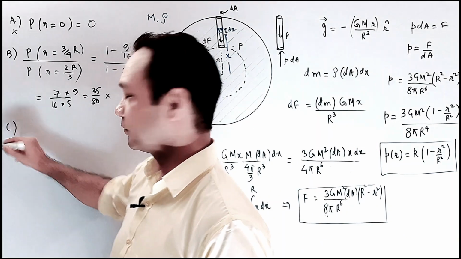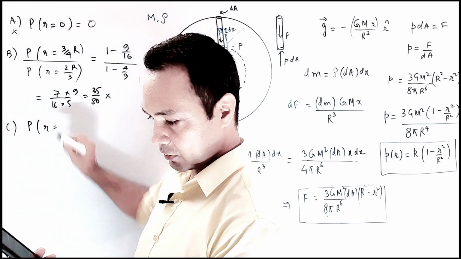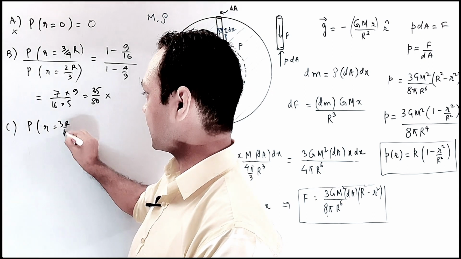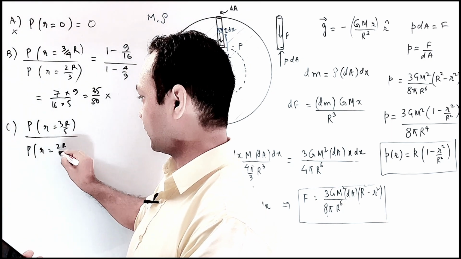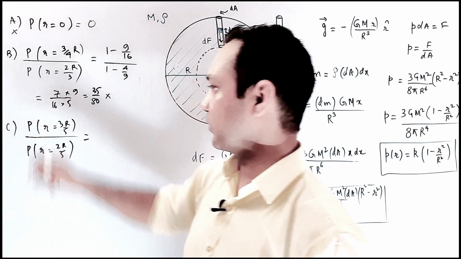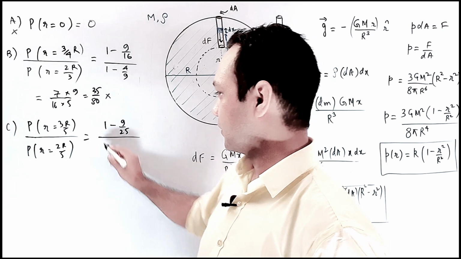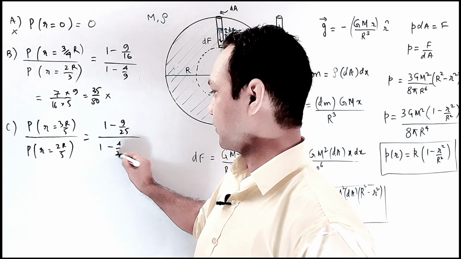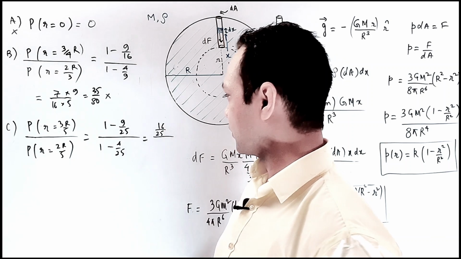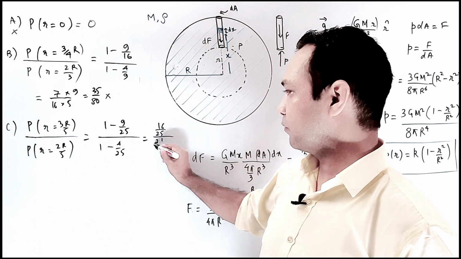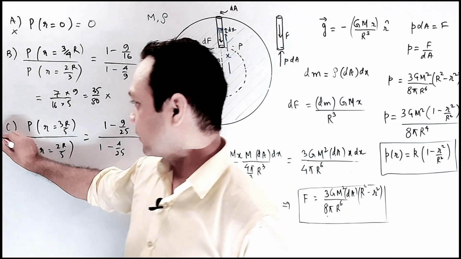Option C: the pressure at r equal to 3R by 5 divided by the pressure at r equal to 2R by 5. So here r by capital R is 3 by 5, so 1 minus 9 by 25 divided by 1 minus 4 by 25. That will become 16 by 25 and 21 by 25. So that will become 16 by 21, and this is a correct option.